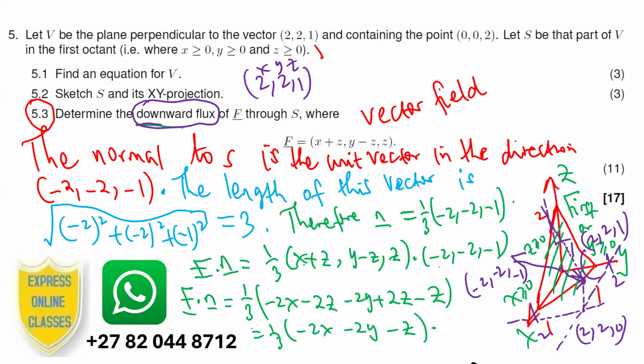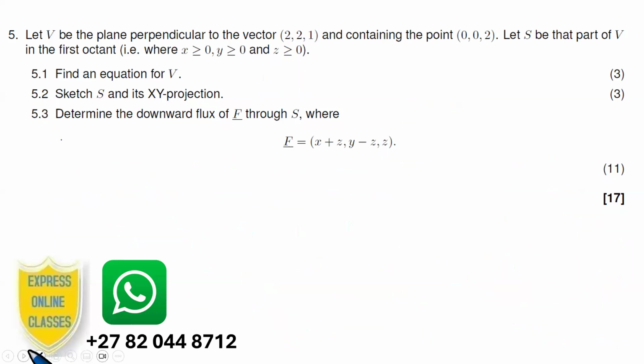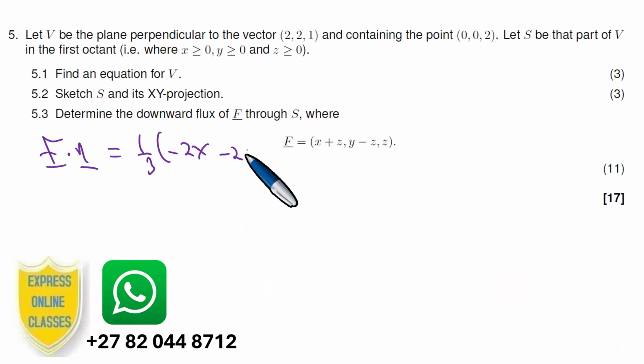So we continue. Okay, right. Now to find the downward flux, you take the vector field dot the normal. That is the formula. So it is 1/3. We've already got that one, and we got minus 2x, minus 2y, minus z, like so.